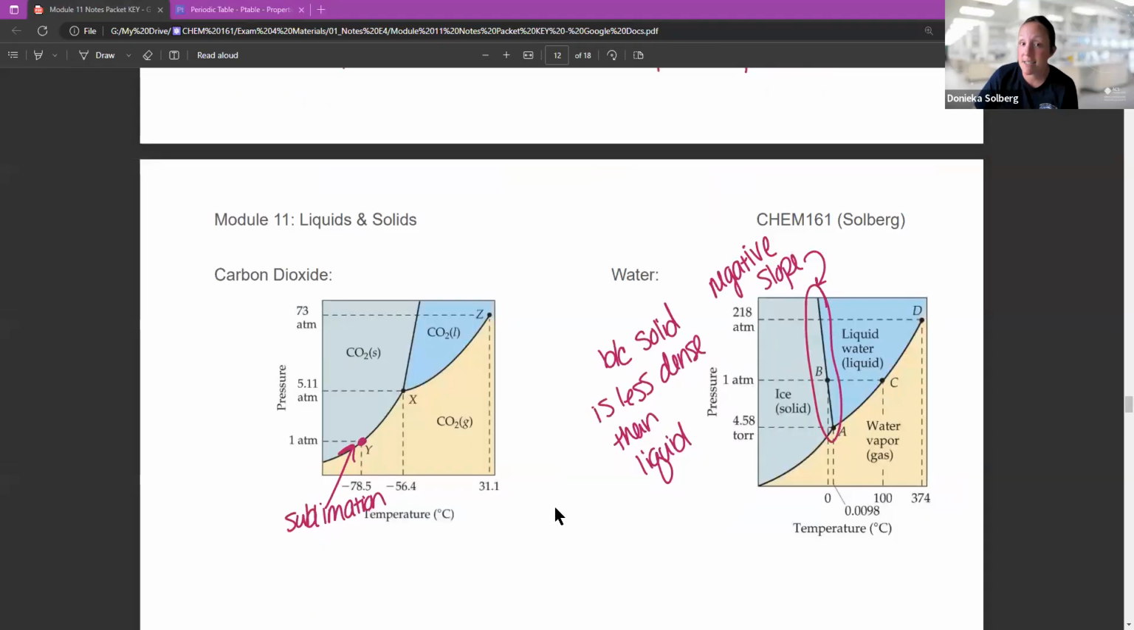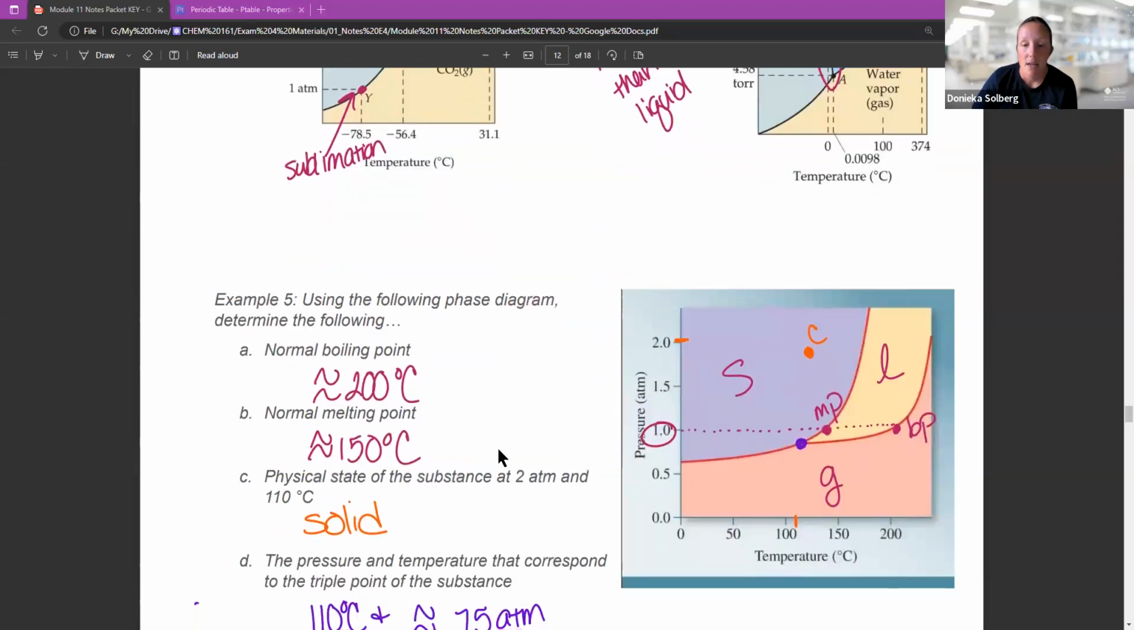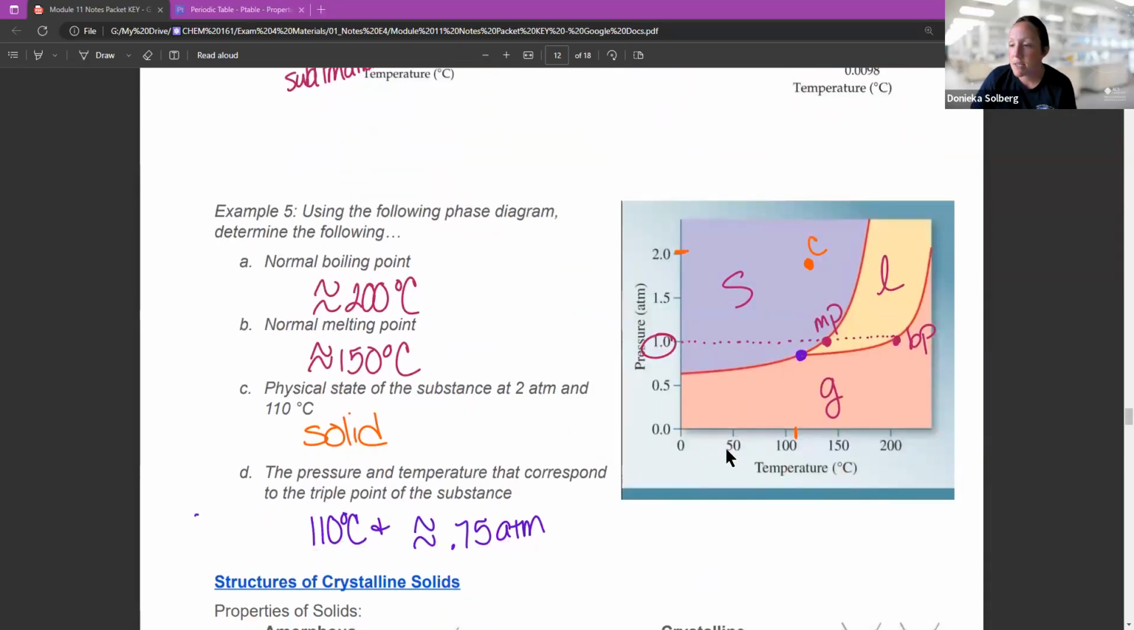If I were you, I would try the next example by yourself and then check your answers. So go ahead and pause it. Now, I gave you this diagram. This is obviously not water because this has a positive slope, but what I would want you to do is label it solid, liquid, gas. Okay, this would be my triple point. And now let's do the question.